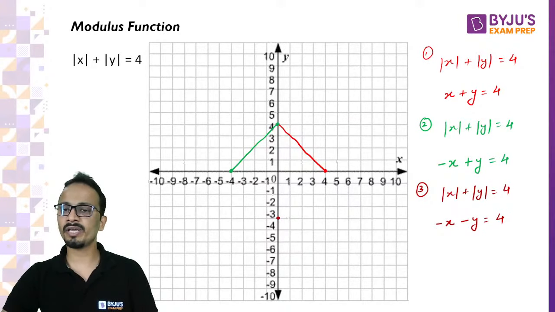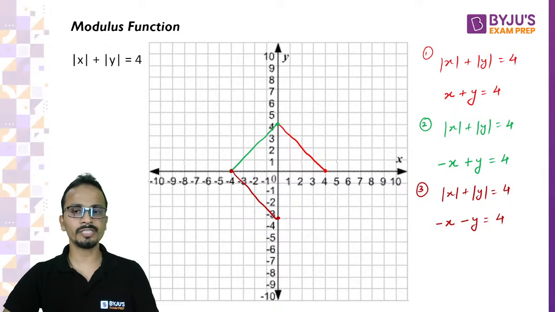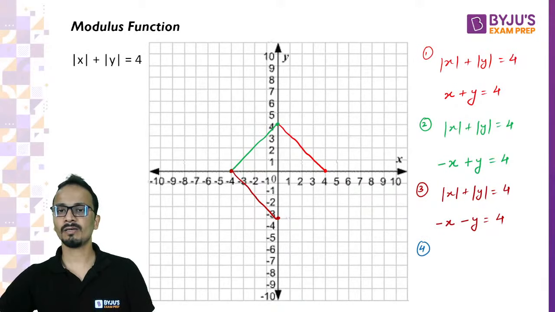Okay, and putting y as 0, the value of x will again be negative 4. So the graph will be like this in the third quadrant, and finally in the fourth quadrant, mod x plus mod y equal to 4.